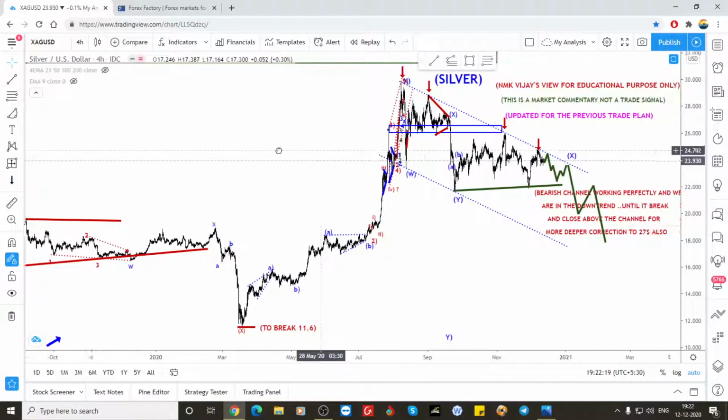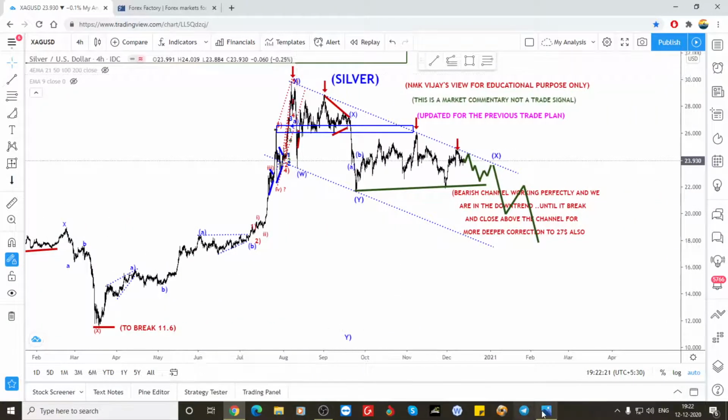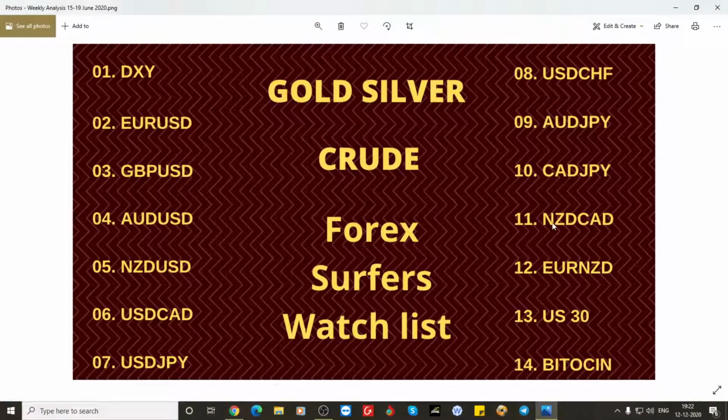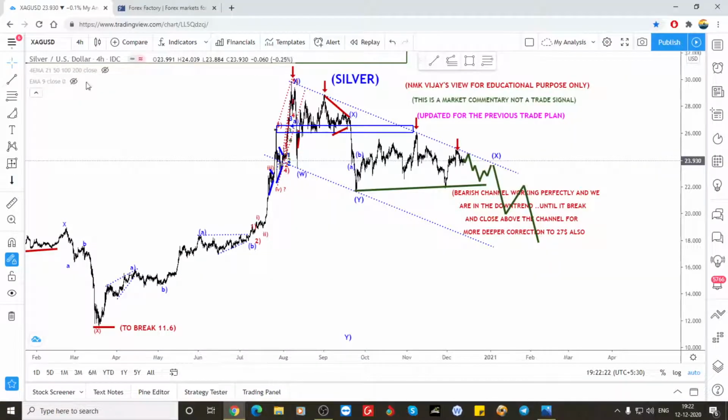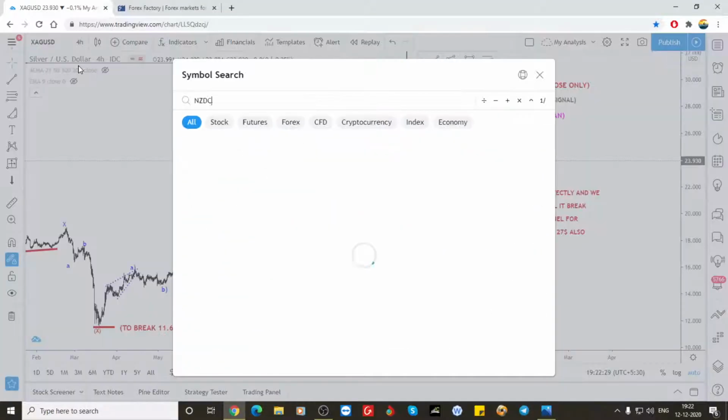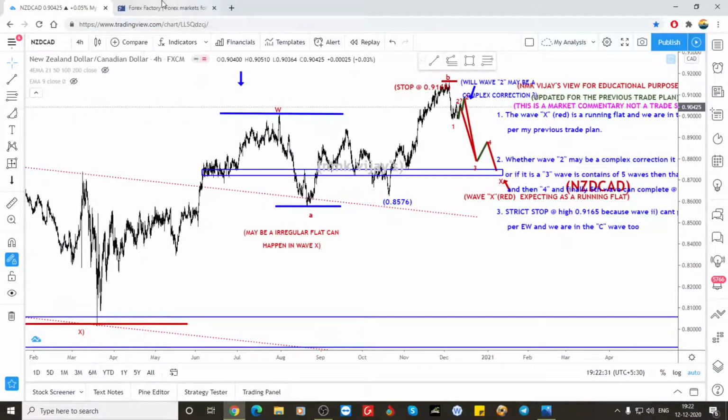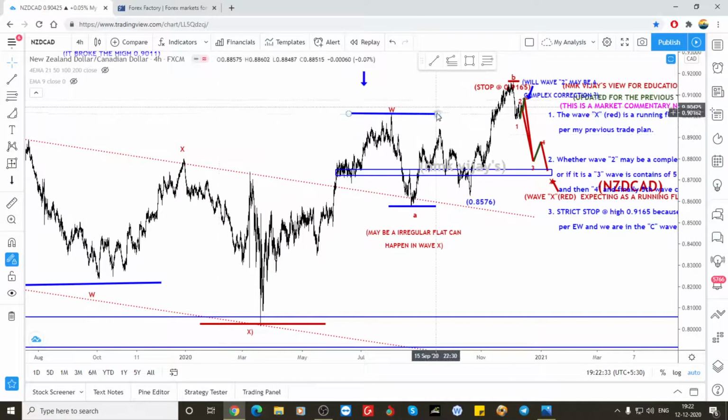So mind that you can trade. And I think one more we missed, that is in NZD CAD here. So we will go for that and we can finish the stream. NZD CAD. That is also what I expected, and I have already placed that 9040 stop.